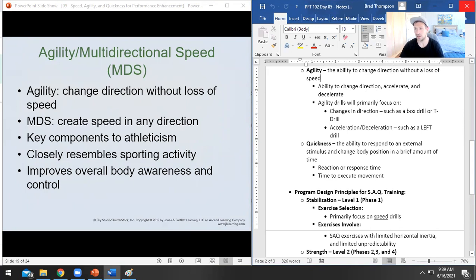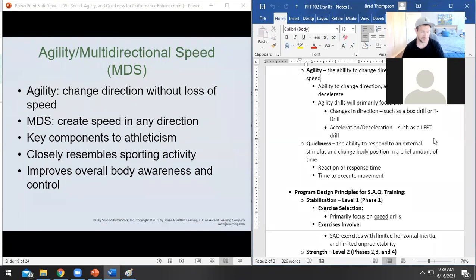Any questions on what speed is, guys? Everybody feeling good on speed? Questions, comments, concerns? Nope. All right.